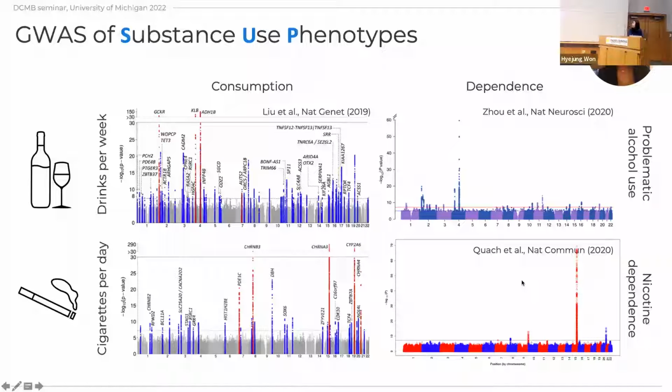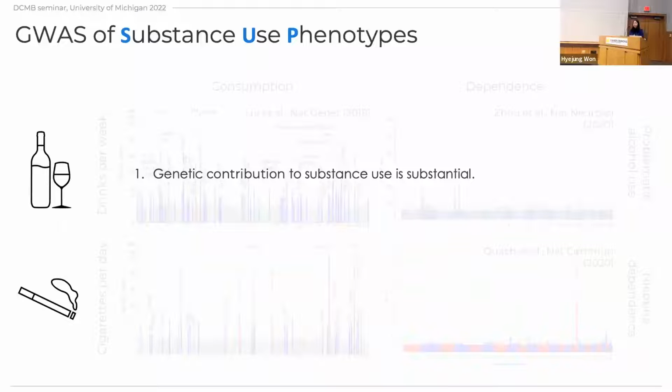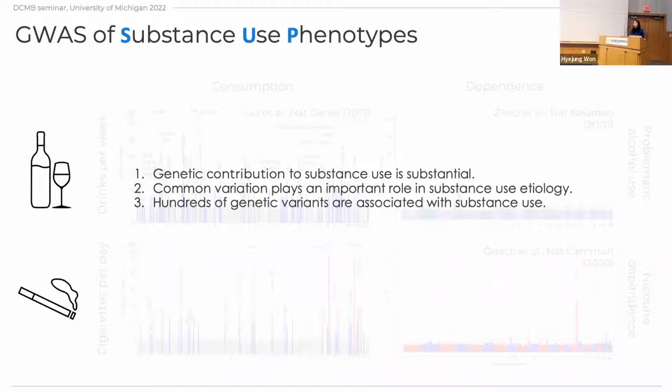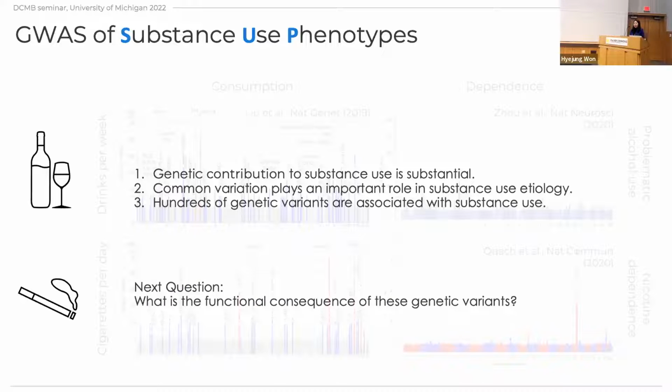To summarize what we have learned from almost a decade of substance use genetics studies, we now know that the genetic contribution to substance use is substantial. Out of many types of genetic variants, common variations seem to play an important role. Finally, there is not a single genetic variant that can explain the whole substance use biology, but hundreds of genetic variants can be associated with substance use. However, this is not really the end of the story and actually opened another question. The major question here is that once we identify the variants, how can we infer the functional consequences of these variants?